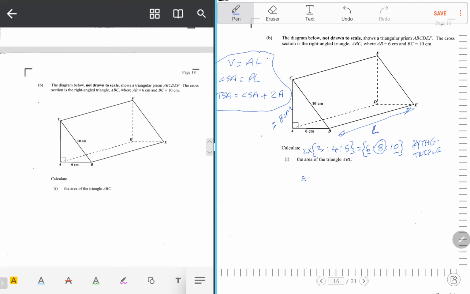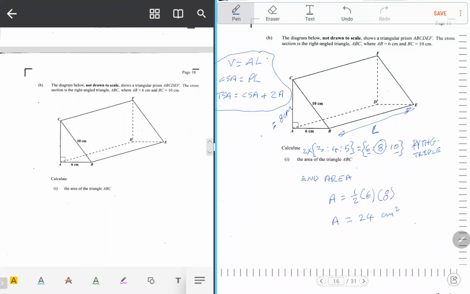I want to use it in the formula up here, the A up here. I'm going to call it A from now. So the end area is the area of the triangle. A becomes half base, which is 6, times height, which is 8. And so the end area is 24 centimeters squared. Simple as that.